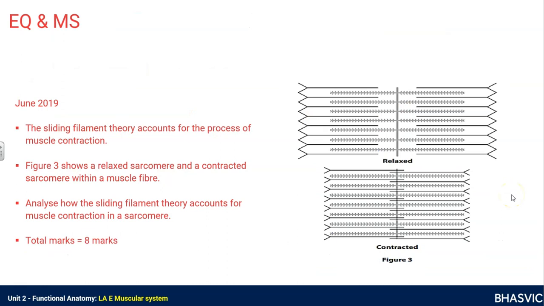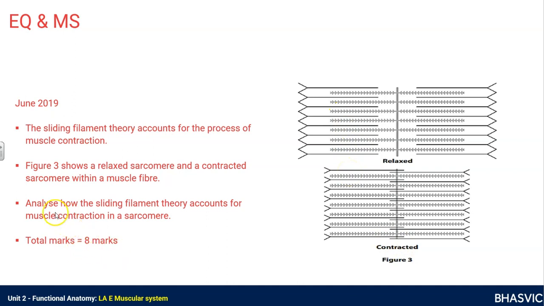So this was an exam question, an 8-marker exam question. Every paper, question 10 is worth 8 marks, and it's on any topic in the specification. This one happened to focus on the sliding filament theory. It's shown you a relaxed, long, widened sarcomere, and a contracted sarcomere with the two types of myofilaments. It's given you nothing else.